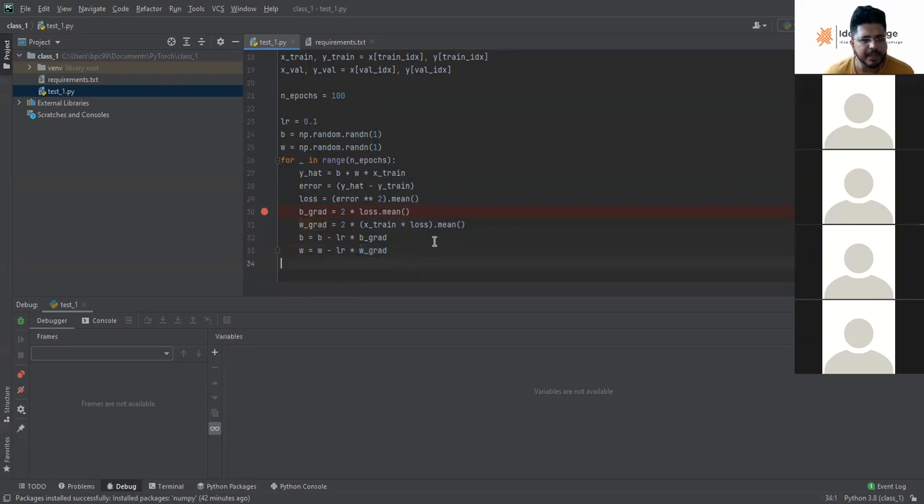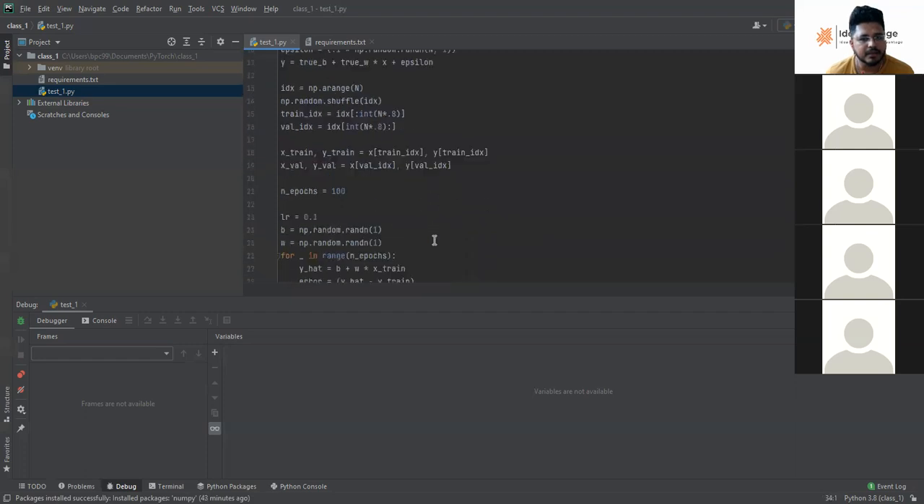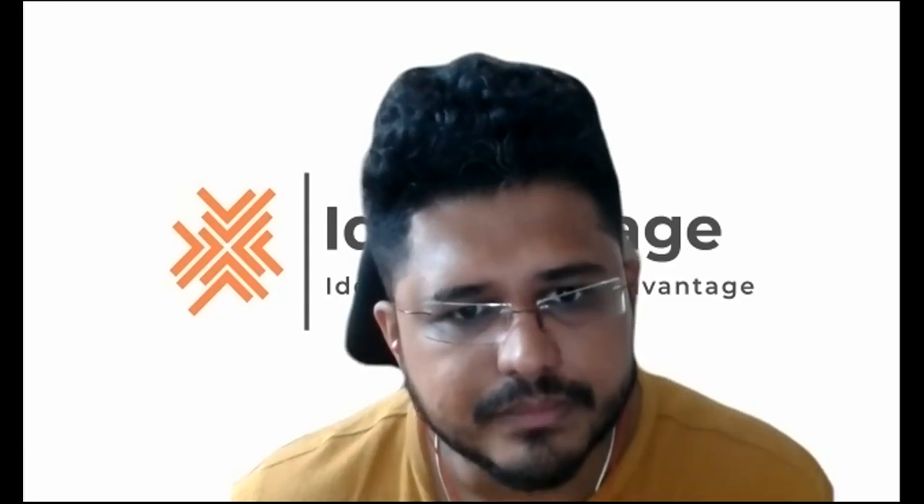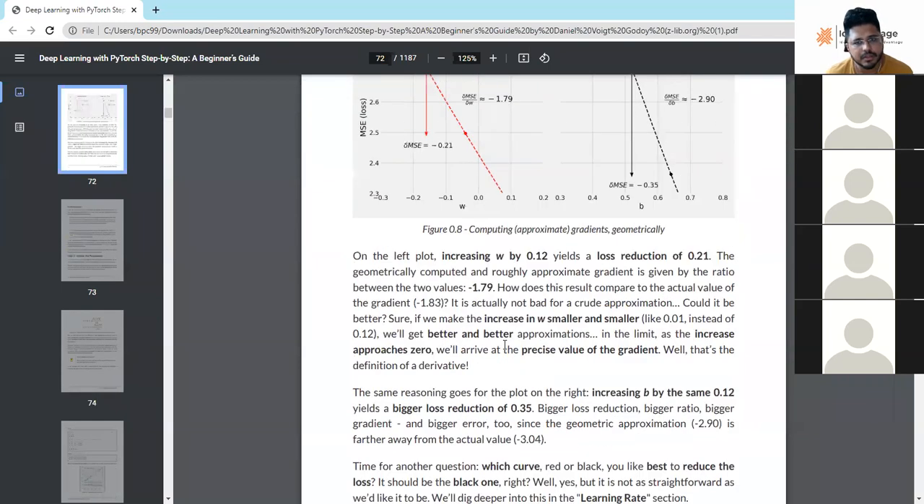So this is complete machine learning, or deep learning you can also say, using NumPy. Okay, this is what happens actually behind the scenes. Now what will happen every time? I'll show you here.